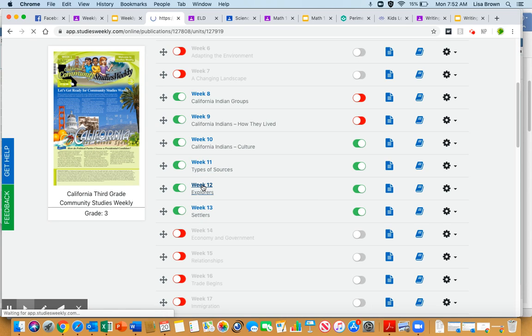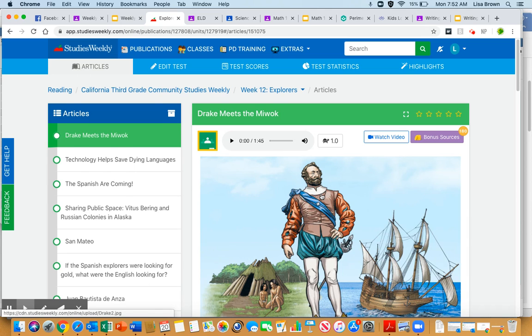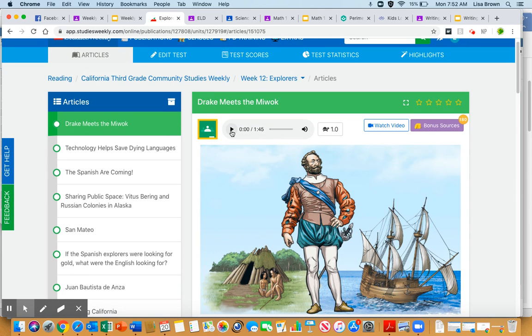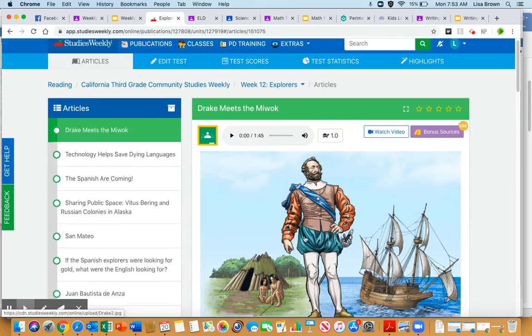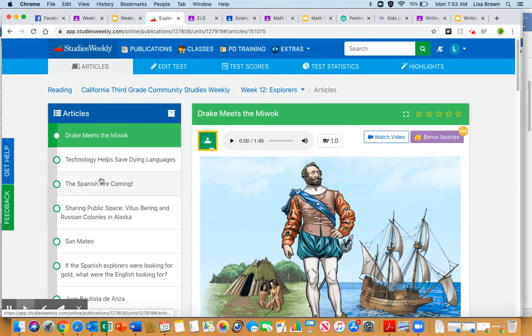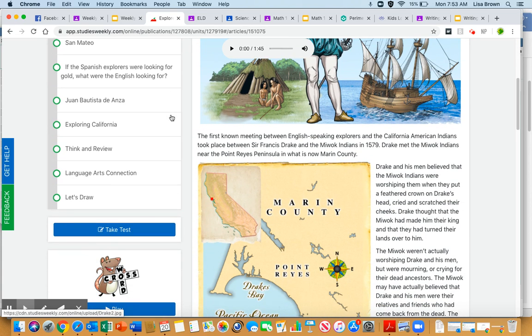So they would just click on week 12, and then they have this to read. They can also have it read aloud to them. So they can either do all this reading themselves, listen to the story, and there are all of these different articles to go through. So it does take them a little bit of time. And when they are done, they can take the test.